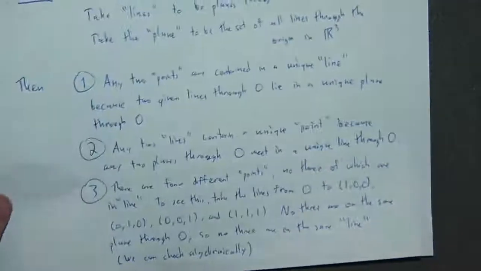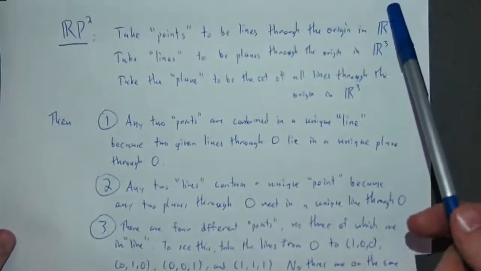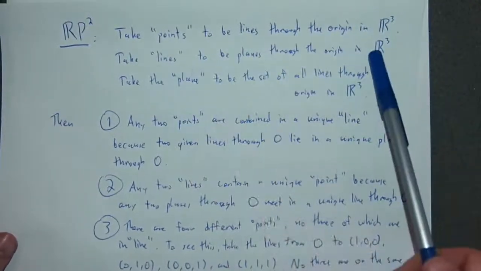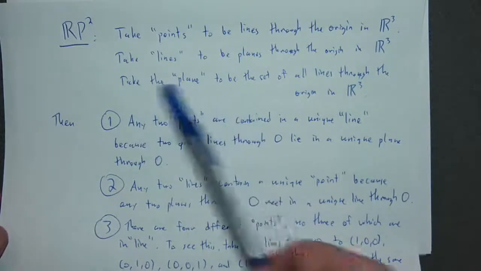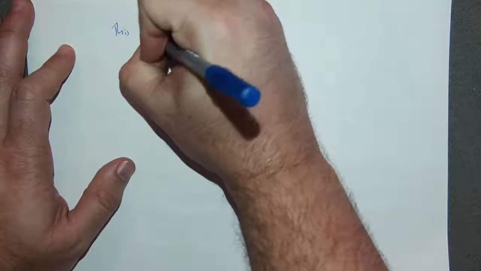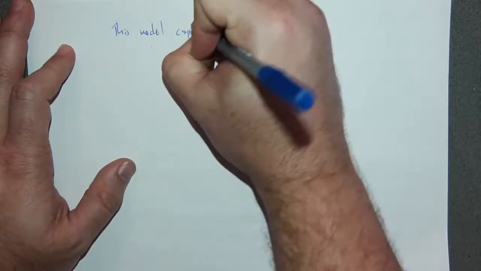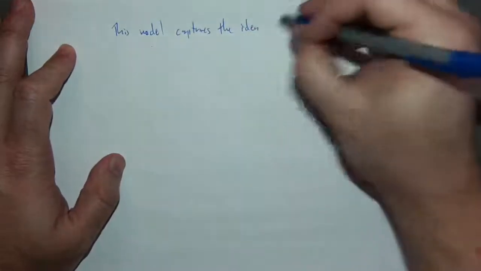The reason why this works is that these strange mathematical notions of calling a point a line through the origin in R3 and a line a plane through the origin in R3, and saying that the plane is the set of all these lines through the origin, so it's the set of all the points, right? That's maybe a little bit more intuitively obvious. Why does this work? Well, this model captures the idea of viewing with an all-seeing eye.